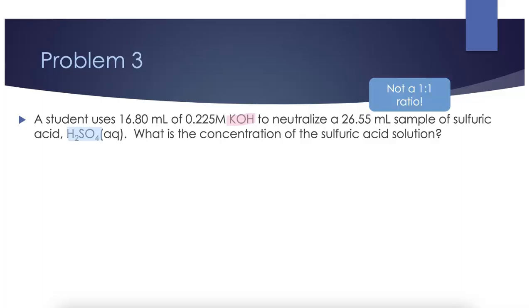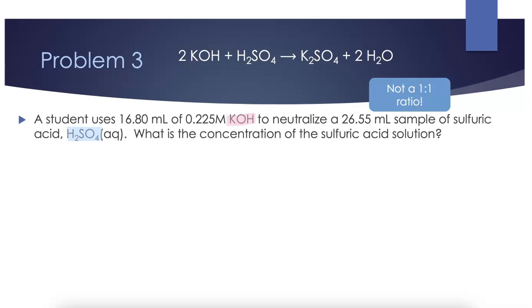And so it's not going to react in a 1-to-1 ratio. We can't just do MAVA equals MBVB. You're not going to get the right answer. A good starting place would be to write that balanced equation. And when we write the balanced equation, we see that there are 2 hydroxides that need to react for every sulfuric acid.